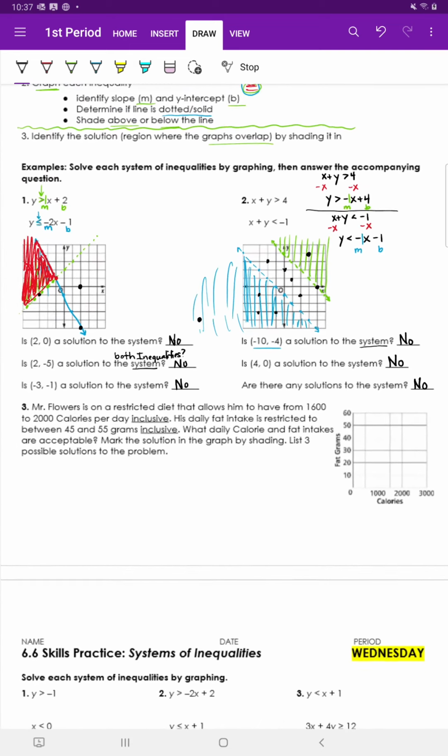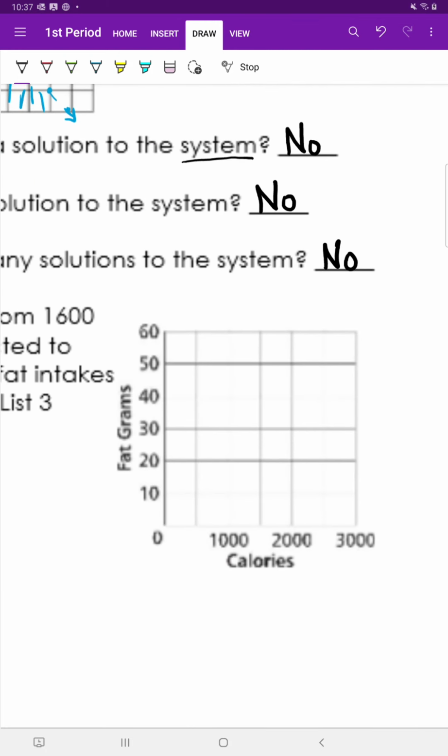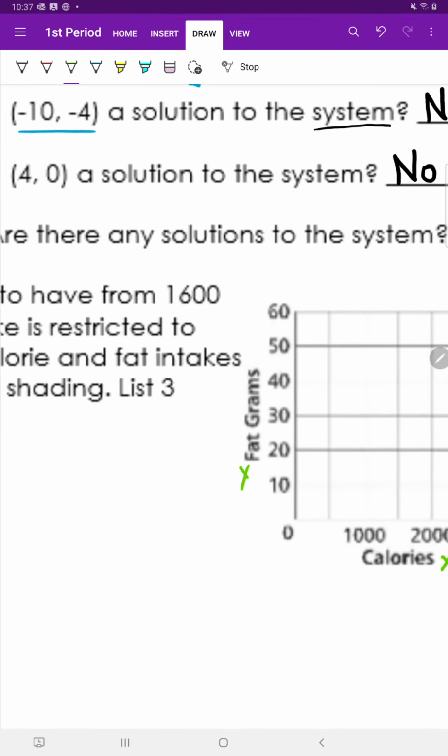Let's take what we've just learned and try to apply it to a word problem. So we have a graph that compares calories, which are kind of like our x. We can call this x, and fat, which we'll call y, just based on where they are on our graph.